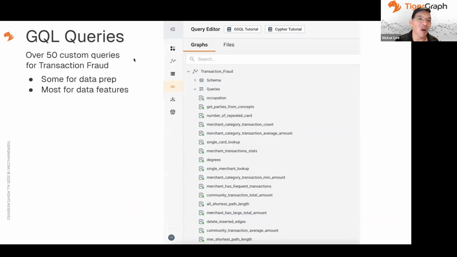With the kit, you also get over 50 custom queries. Some of these are just for data preparation, but most of them are those data features. As I said, it's the data features that are really adding the value. They're sort of a numerical assessment of a characteristic, and I'll show you some examples.